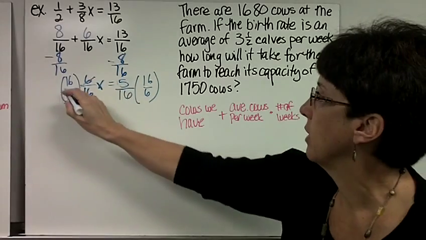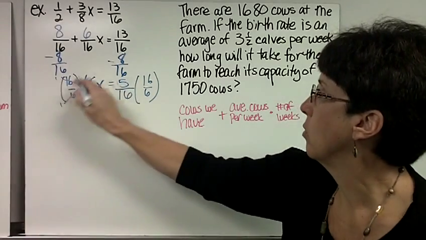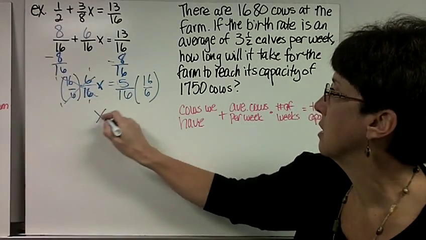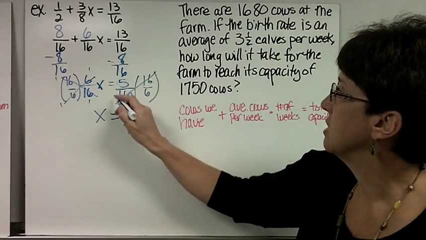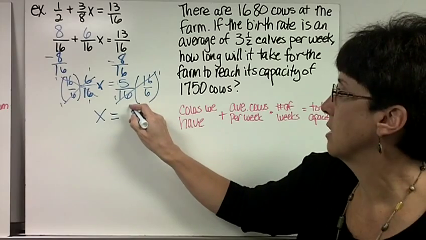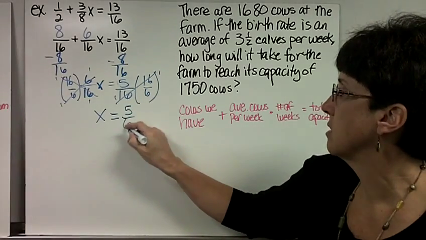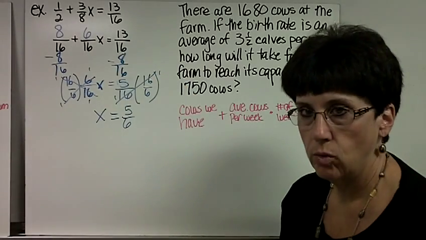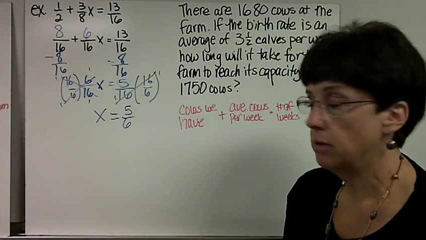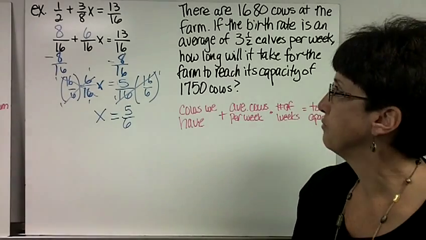Okay, but these simplify out. 1, 1, 1, 1. So we just have x equals positive times positive. It's going to be positive. These 16s cancel out, so we just have 5/6. And that's our answer. Now we could check this by substituting it back into that equation and adding it up. All right, I'm not going to do it right now.